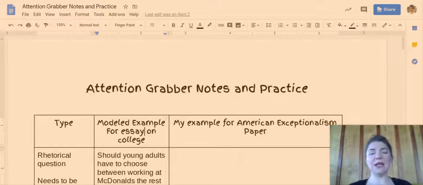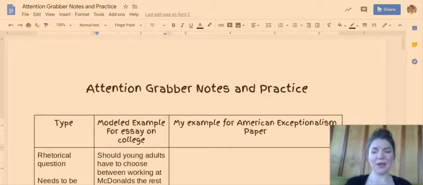If you are following MLA format or other styles of writing, or doing a less formal paper for school, you're still going to need an introduction paragraph, and you're still going to need an attention grabber within that paragraph. It starts the paragraph because you want to get someone's attention to begin with.